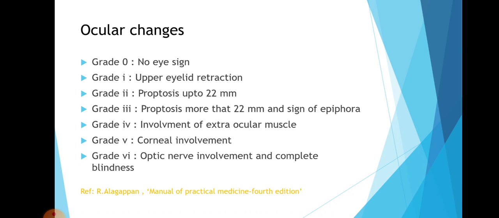Now in grade 6, there is optic nerve involvement and complete blindness. So if the proptosis is getting more and more severe, then it ultimately leads to an effect on the optic nerve, which is the most important nerve, as it is because of that optic nerve we are able to see things properly. So if the optic nerve is affected, then visual impairment can be seen.